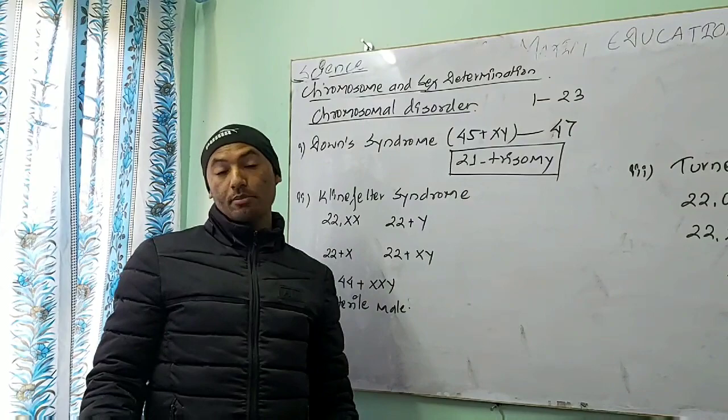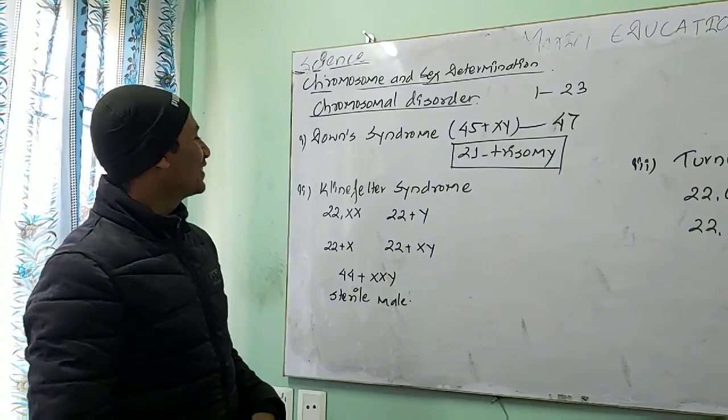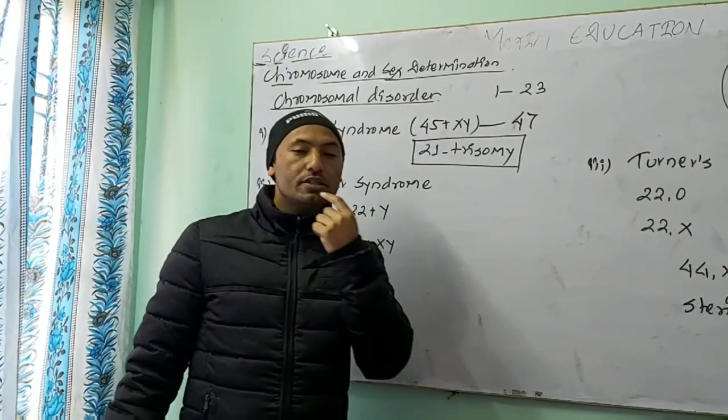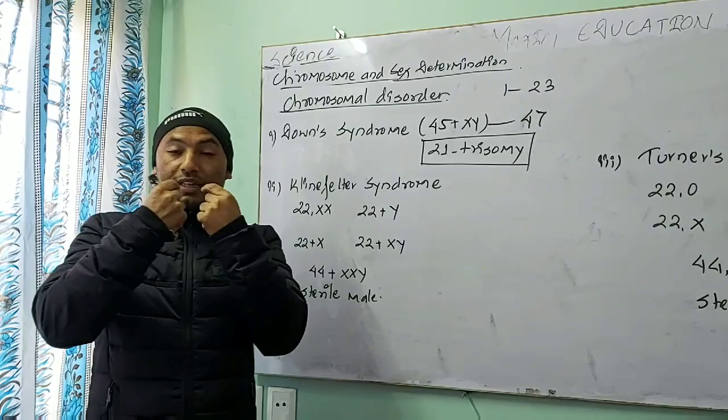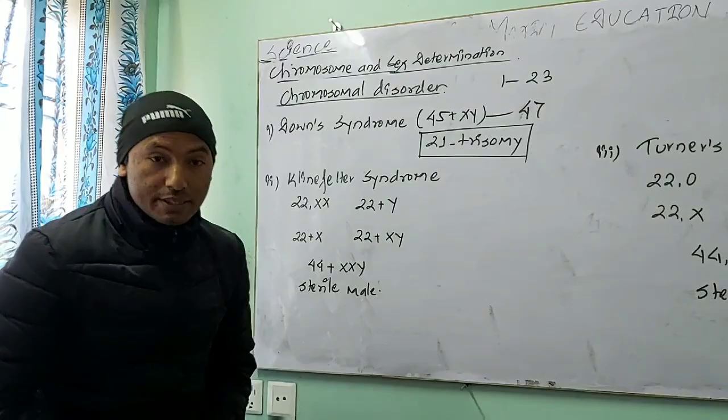Another main symptom is a furrowed tongue. The tongue is furrowed, a little bit furrowed. They have less mental development, and they also have less development of gonads.